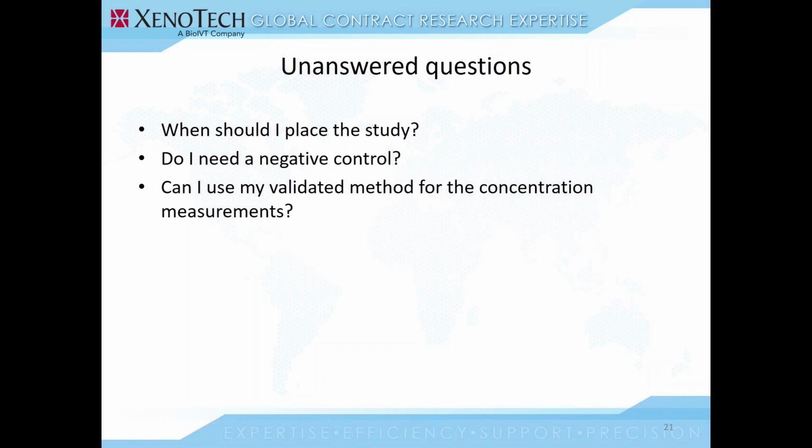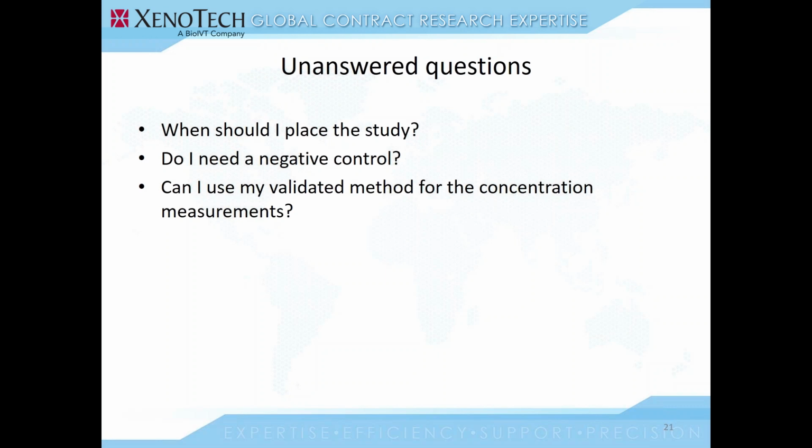Another question we get quite often is, do I need a negative control? It is absolutely fair to say that it may not add a lot of value. It's standard for us anyway, and it doesn't impact cost in any way. It's not going to be less if we take it out. In fact, it might be more because we'd have to rework our plate layout. But it really doesn't make much difference.